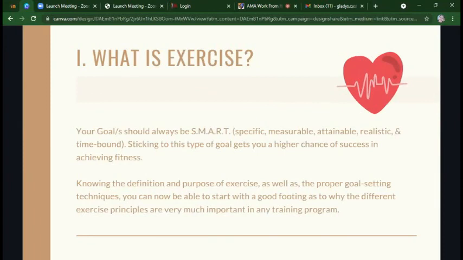Your goal should always be SMART. S stands for specific, M for measurable, A for attainable or realistic, and T for time bound. Sticking to this type of goal gives you a higher chance of success in achieving fitness.